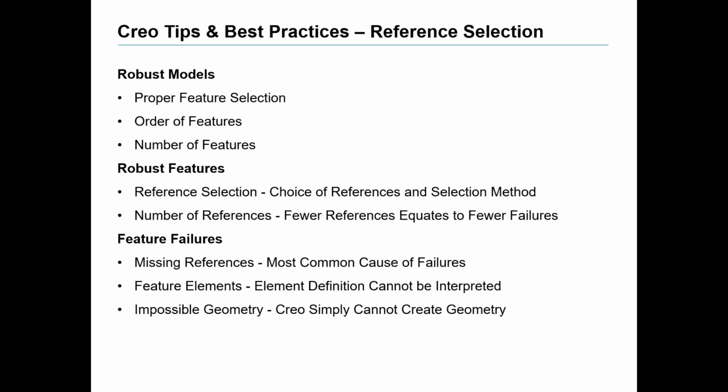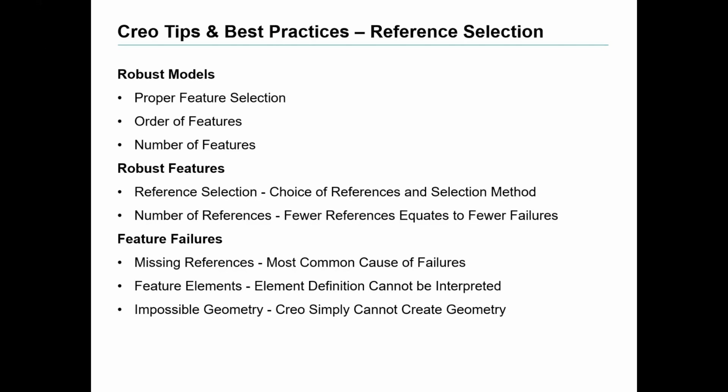The number of references is also just as important, because fewer references will always equate to fewer failures in your model, or I should say fewer opportunities for failure. Models fail most commonly because there's a missing reference, right? Creo was looking for something that was used to create a round or whatever the case may be, and it can't find it in the model, and therefore it fails. So we need to understand how Creo uses these references to create features.